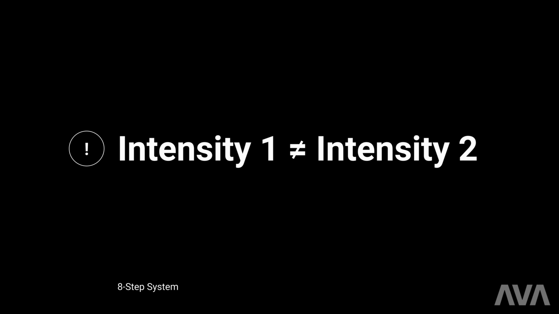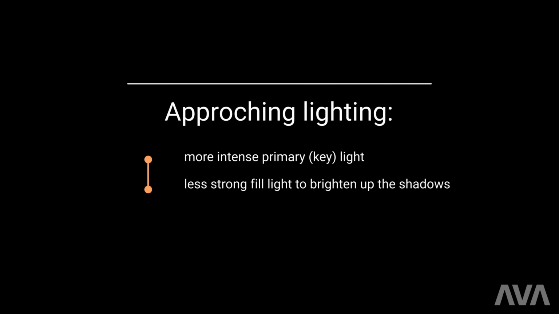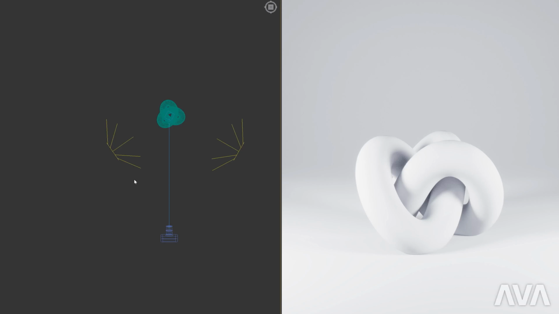To create harmony, we cannot use the same intensity of the lights. We have to decide which light will be primary and make it more intense. Then use the less strong fill light only to brighten up the shadows from the main light source. Let me show you how to do it.